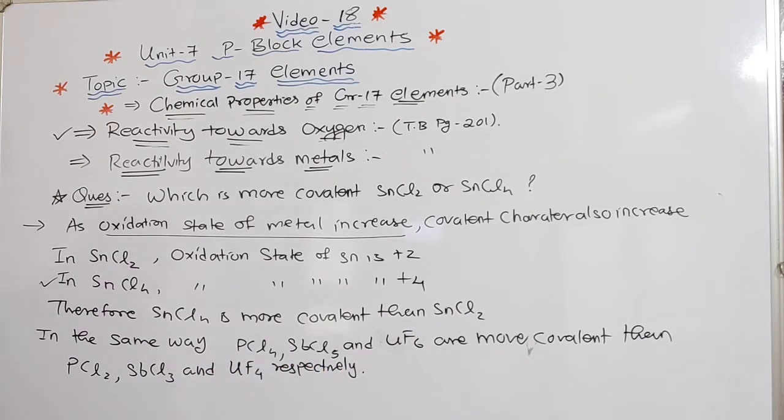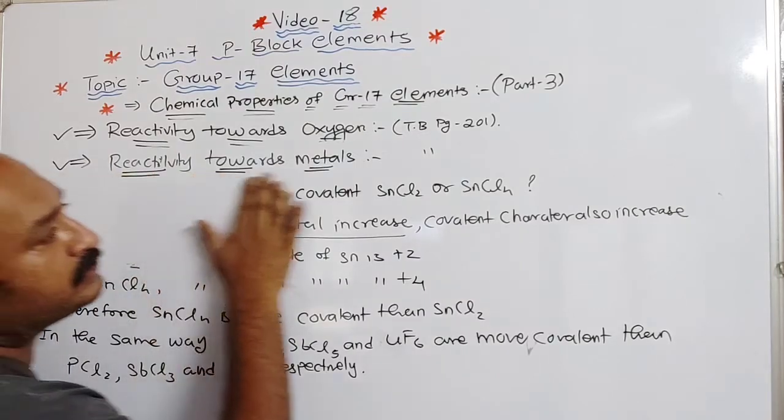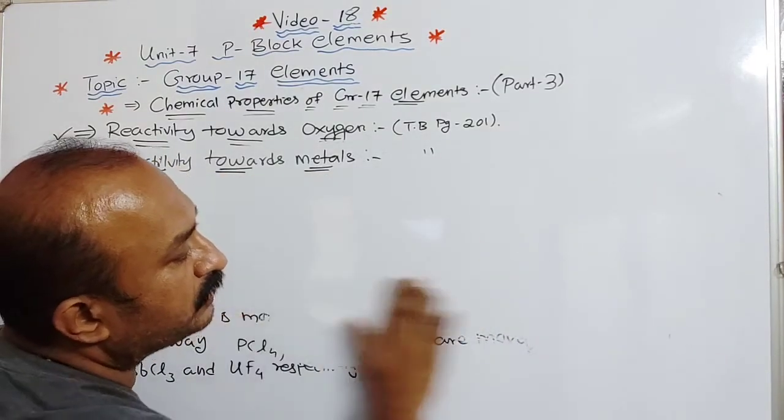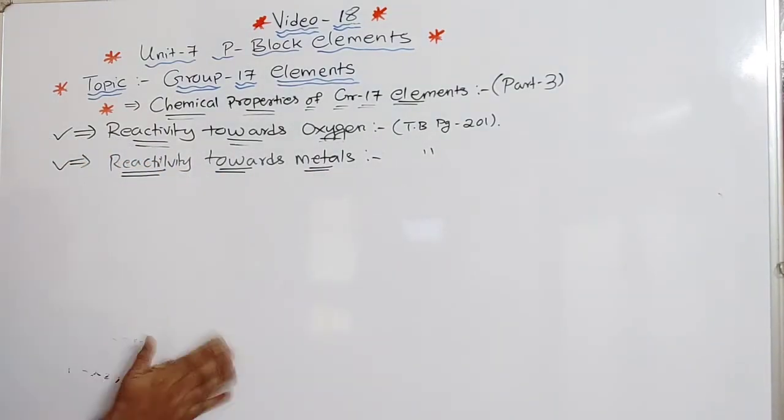Understood? So this was all about what we have discussed, that is reactivity towards metal. Now the third part we are going to discuss is about reactivity of halogen towards other halogen. Okay, so I will rub this part. This question you can write down in your fair book. So it will be easier for you to learn during exam.